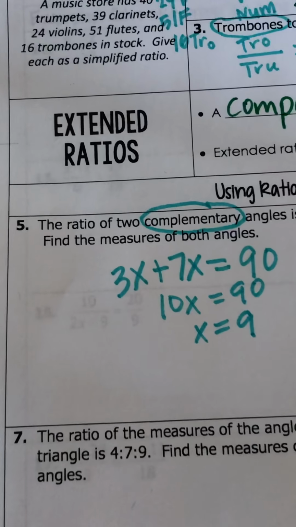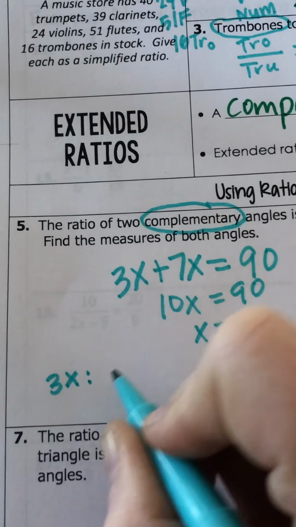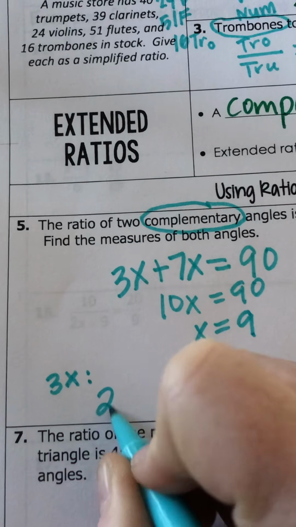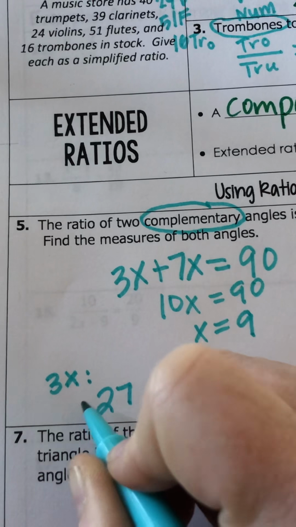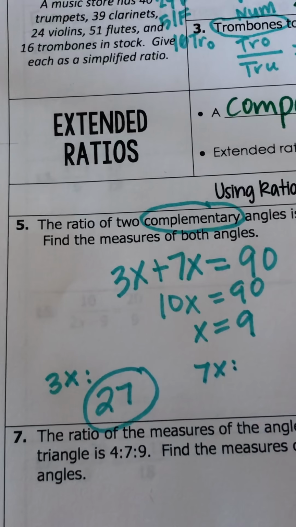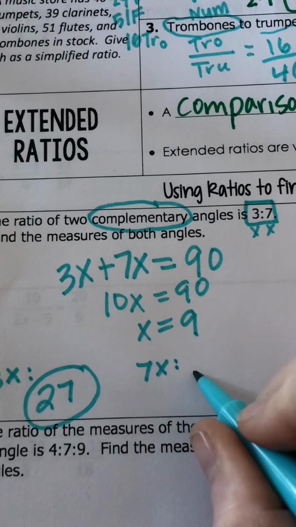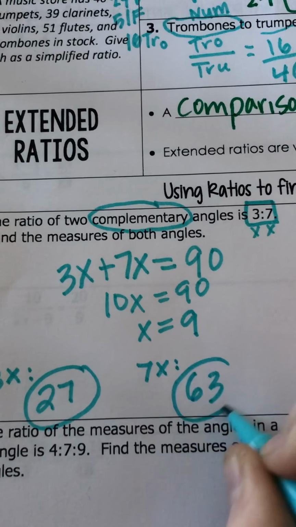And then I need to find the measures of both angles. So one of my angle expressions was 3x. That angle would be 27 degrees. And then my other expression had 7x, plug in 9. That would give me 63 degrees. Okay?